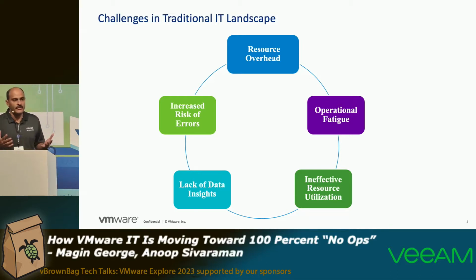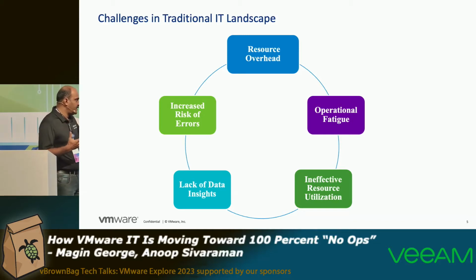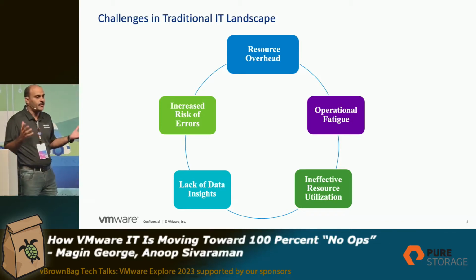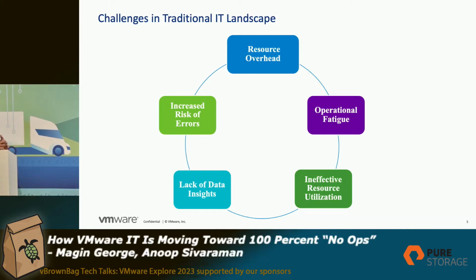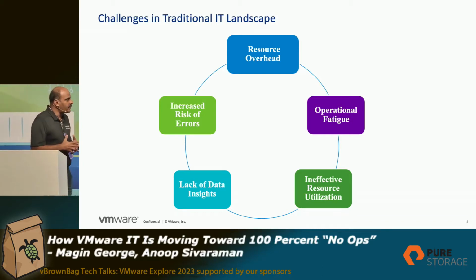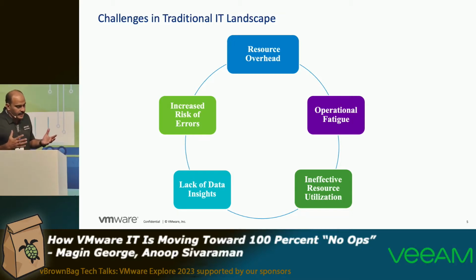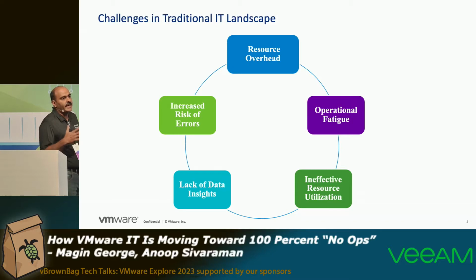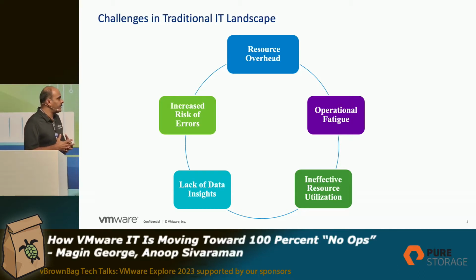Next is operational fatigue. I used to face this, not just me, I'm sure most of us in the IT operations world used to face this. Manual operations cause alert fatigue, and it mostly affects the people who have to do repetitive and manual tedious tasks. It brings down the morale and productivity of the team. So that's another challenge we face.